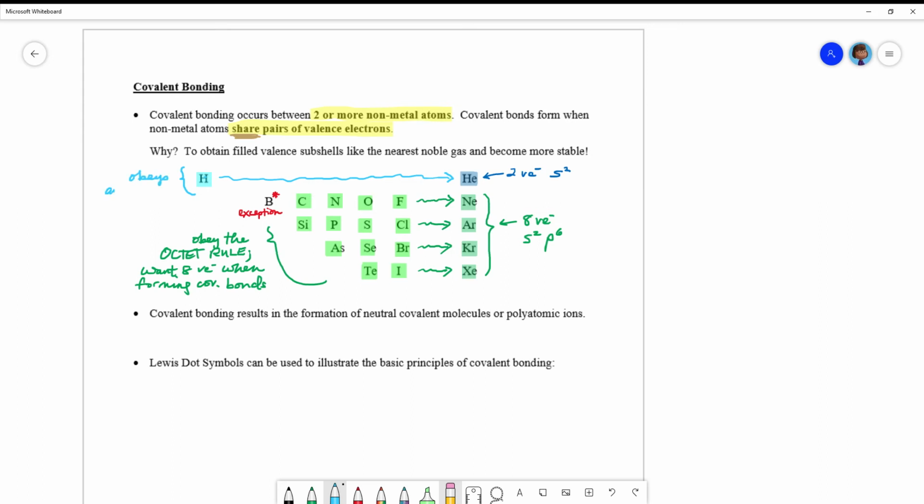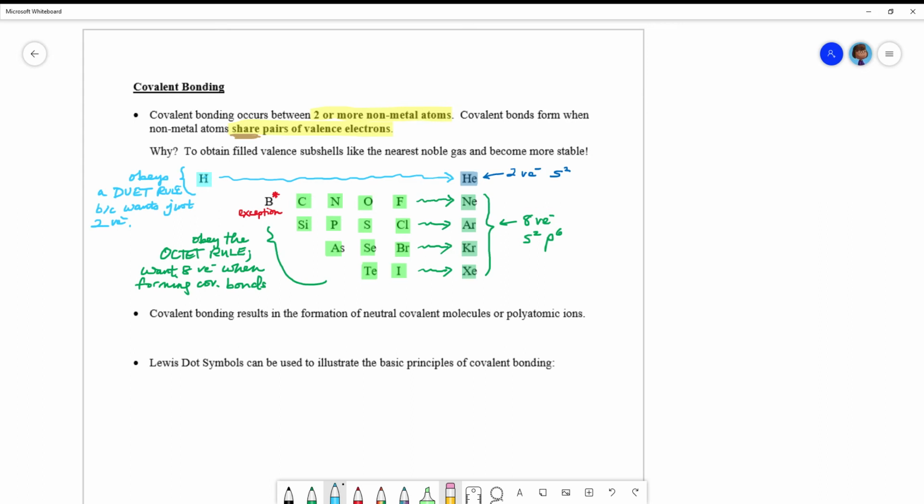Obeys the duet rule, or a duet rule. Duet, of course, is a rule of 2. And we call this the duet rule because when hydrogen forms covalent bonds, it only wants 2 valence electrons. So let's write that down. Wants just 2 valence electrons.